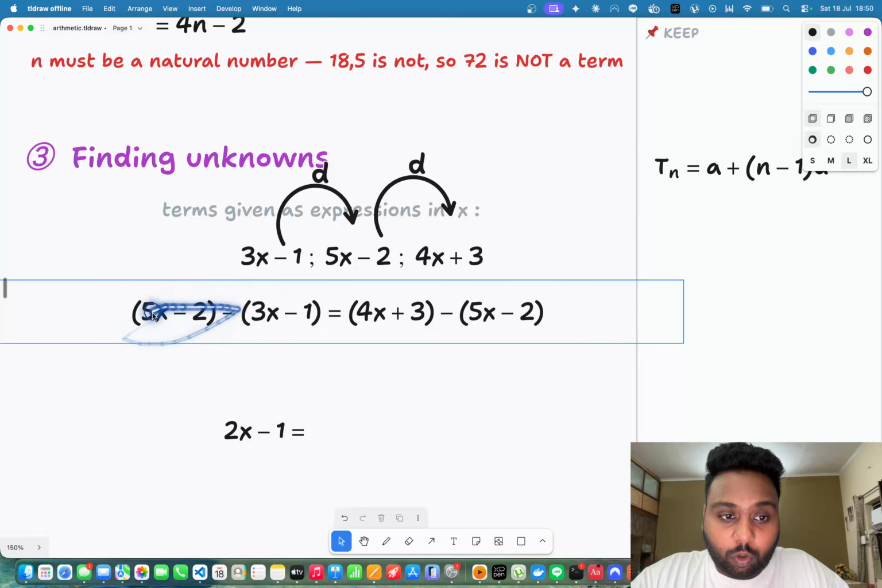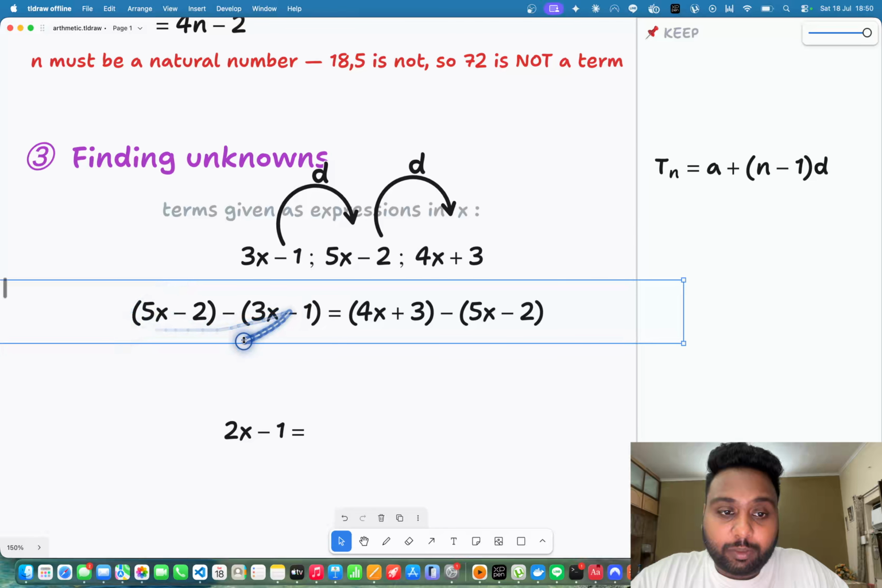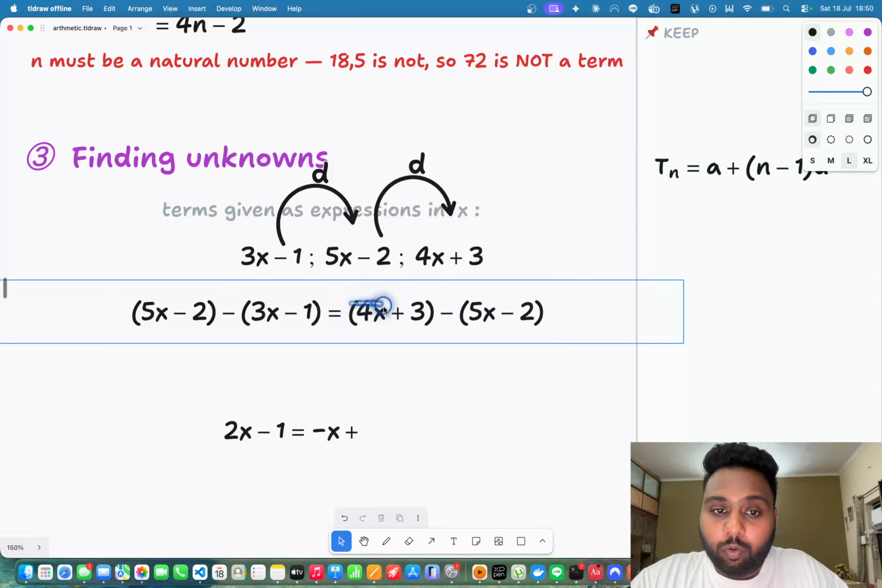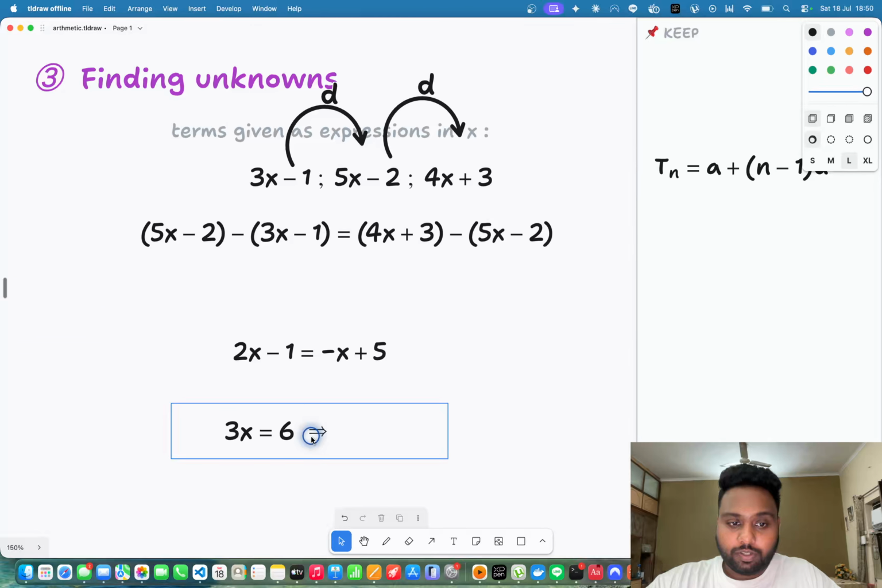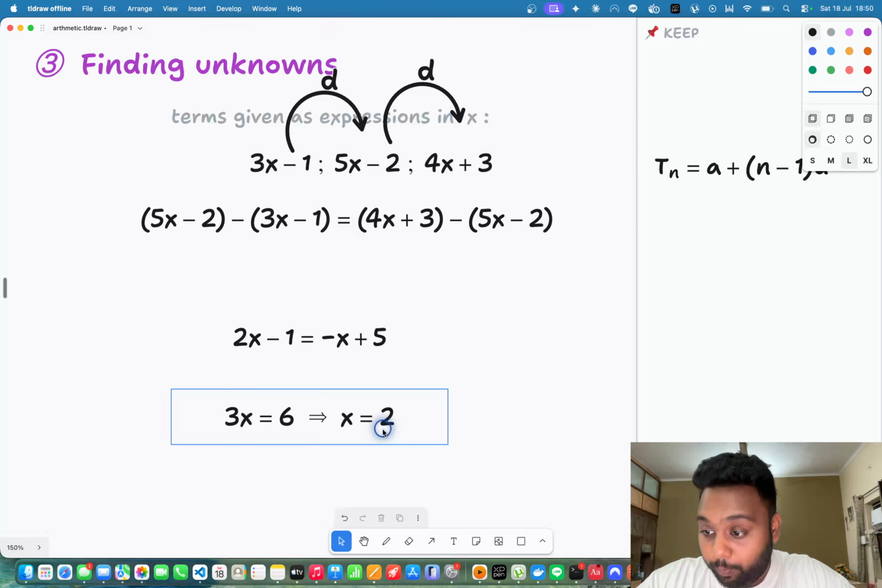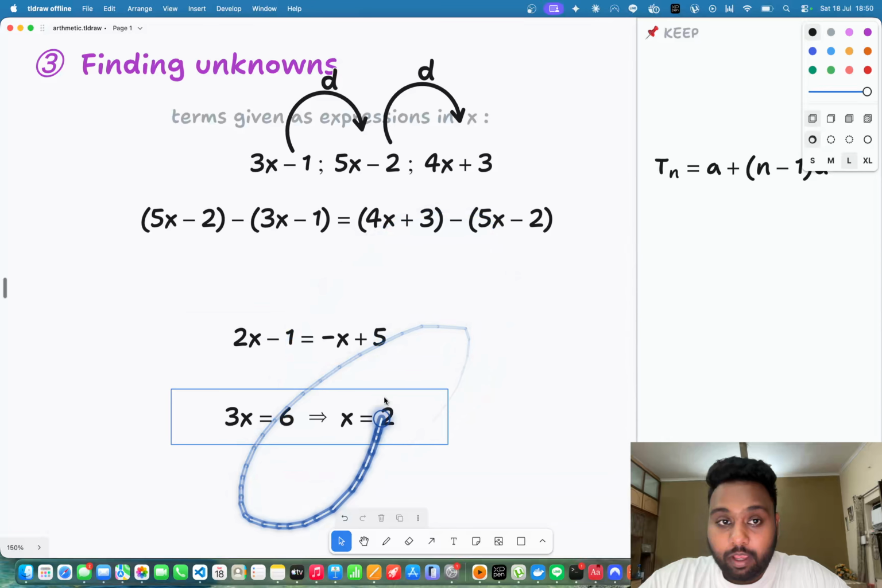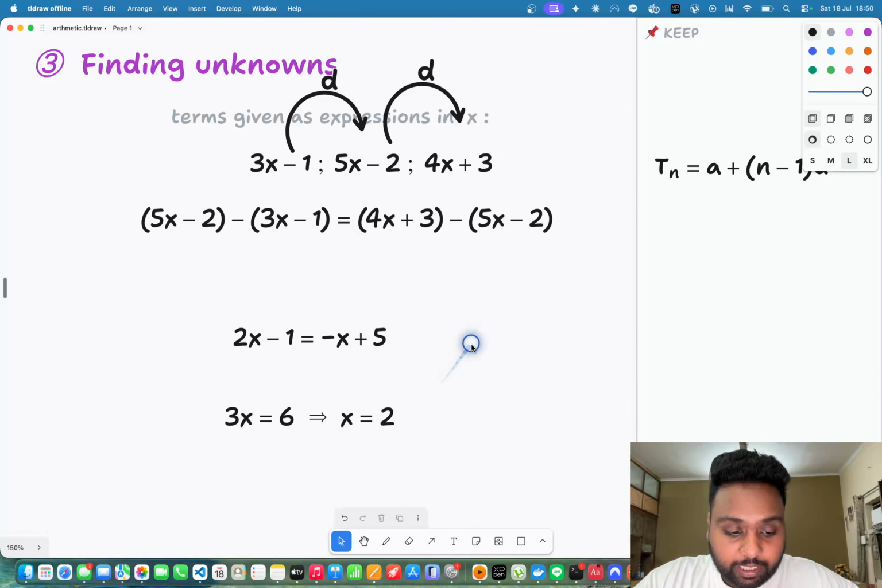If we just solve it, we have 5 into 3, 15. So 5x minus 3x is 2x, minus 2 minus minus gets multiplied, this is going to be plus 1, so this becomes minus 1 is equal to 4 minus 5 minus x, and this is going to be 5. Based on this, if we solve for x, we can determine that x is going to be 2.